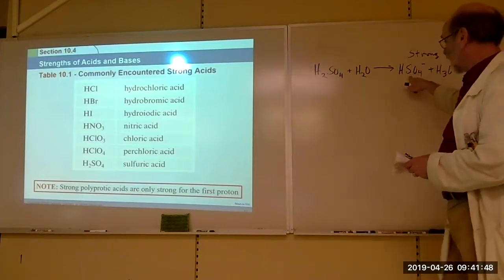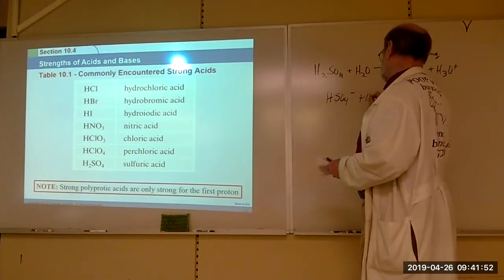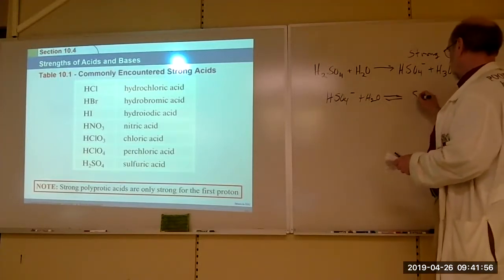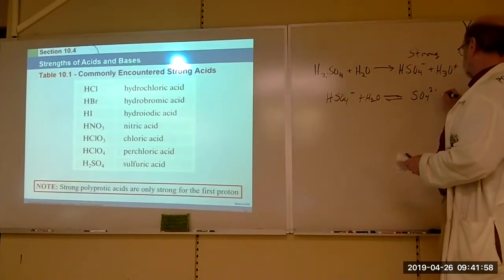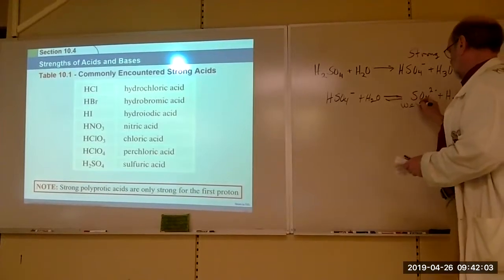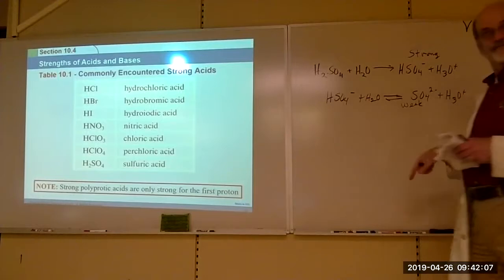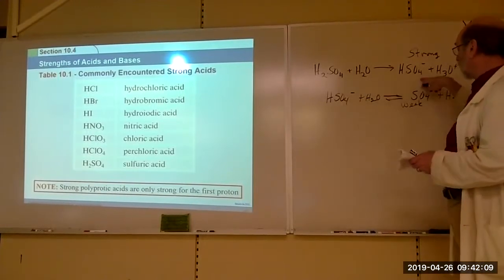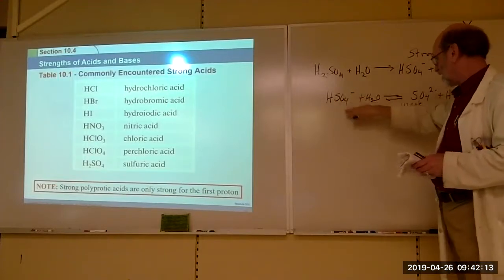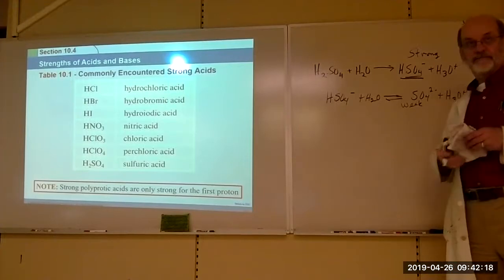If we take this one and do the next reaction, then you get sulfate plus another hydronium. This one's weak because most of it is over here. Okay? It dissociates this one completely, produces that, and only some of that becomes this. So most of it is right there.